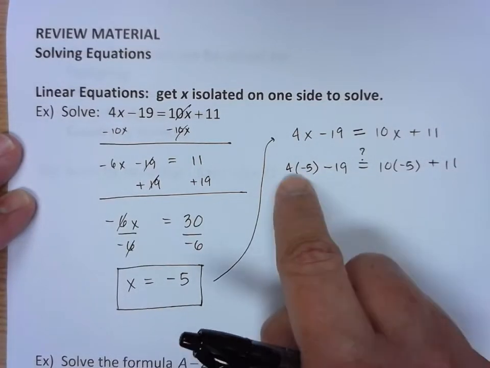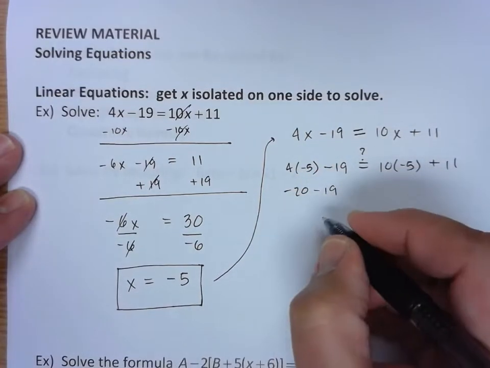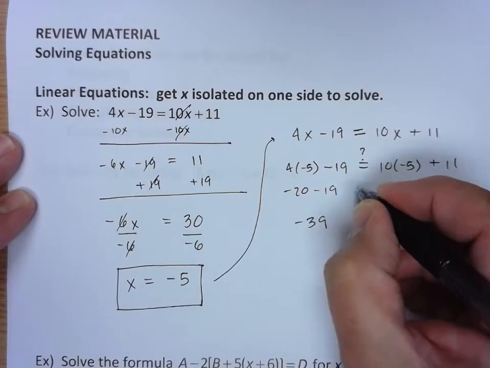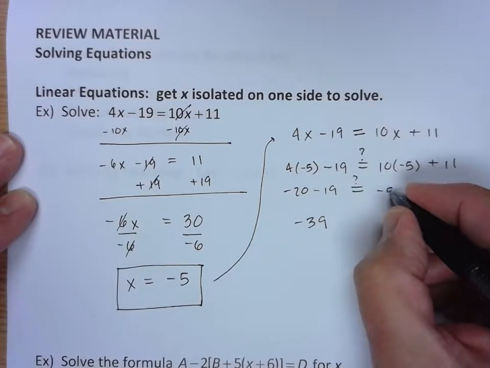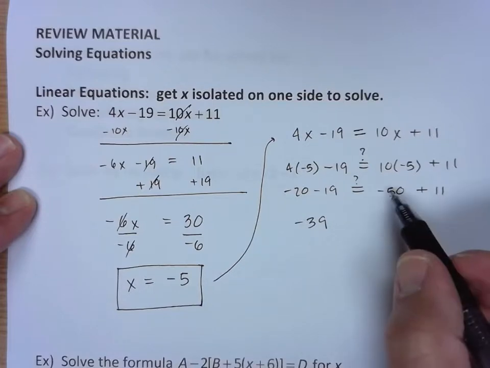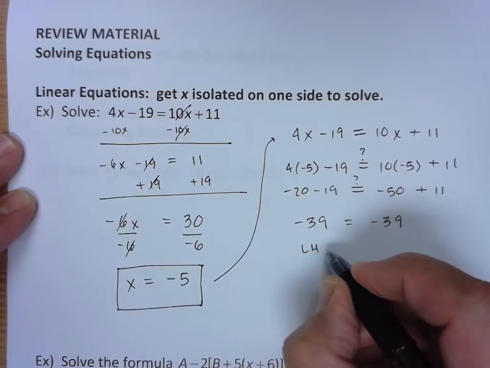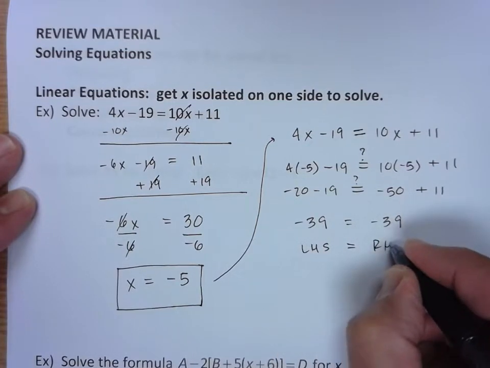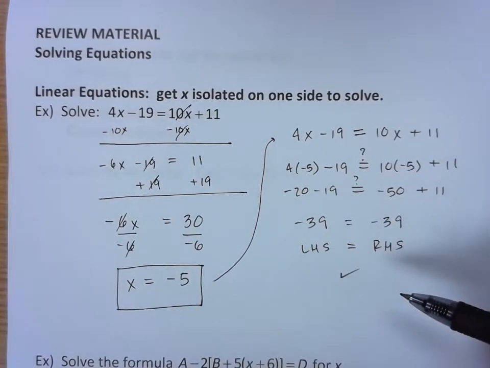The left-hand side is going to become negative 20 minus 19. Negative 20 minus 19 gives you negative 39 on the left. And if you simplify the right-hand side, you get negative 50 plus 11. And if you take negative 50 with positive 11, that takes the negative 50 to a negative 39 as well. So since the left-hand side equals the right-hand side, that means the solution checks out. I mean, you can do this on paper or you can double check it on your calculator, but most any equation you solve, you should develop some means of checking the solution to see if you're getting it right.